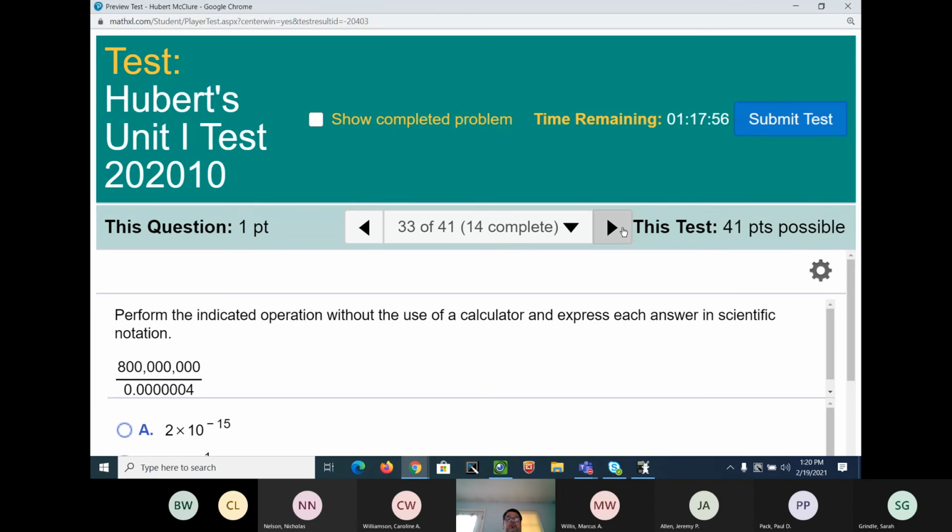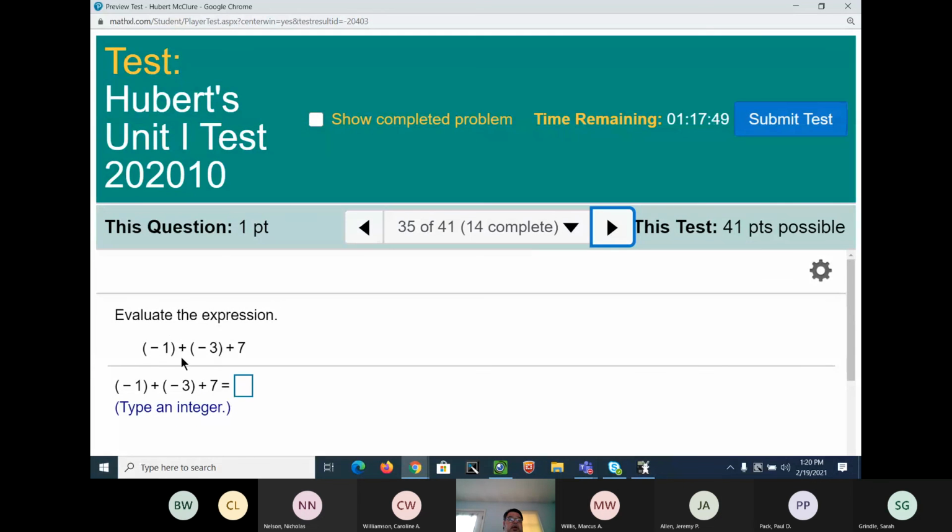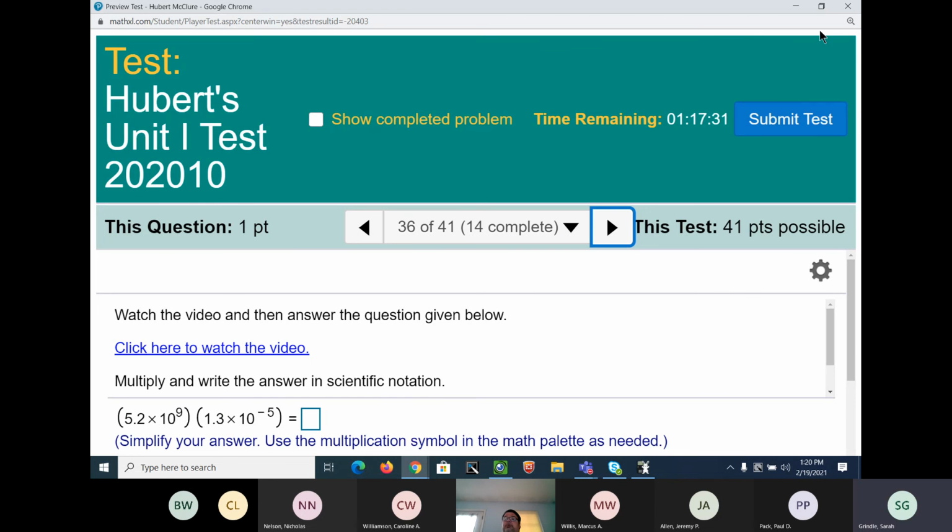Scientific notation, prime factorization. That's out of 5.2 signs. You owe somebody $3, you owe somebody $1, you owe them $4. If you owe somebody $4 and you have $7, you have $3 in your pocket. Oops, hold on. I don't know what this is. Oh, scientific notation.